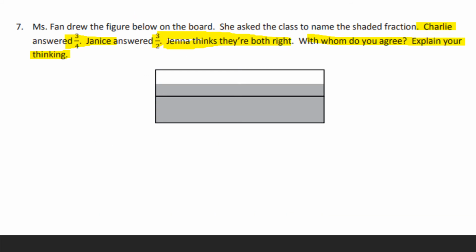So this is the last problem. It says Miss Van drew the figure below on the board. She asked her class to name the shaded fraction. Charlie answered 3/4. Janice answered 3/2. Jenna thinks they're both right. Who do you agree with? With whom do you agree? Explain your thinking. So take your time and we will go over this.